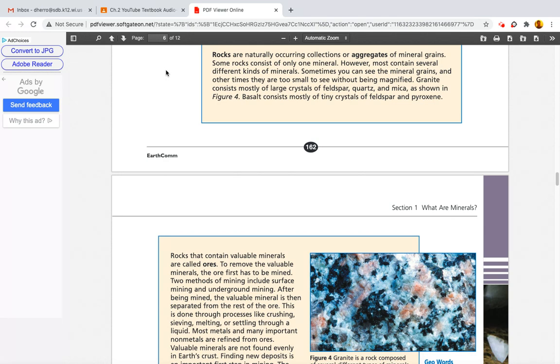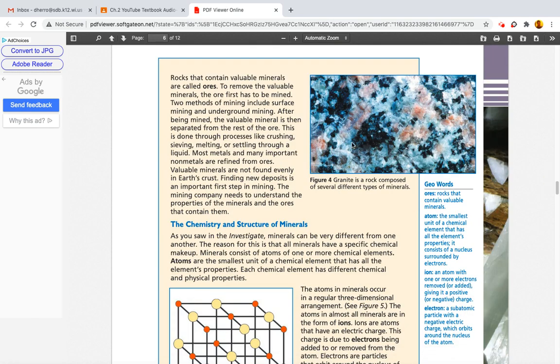Rocks are naturally occurring collections or aggregates of mineral grains. Some rocks consist of only one mineral. However, most contain several different kinds of minerals. Sometimes you can see the mineral grains, and other times they are too small to see without being magnified. Granite consists mostly of large crystals of feldspar, quartz, and mica, as shown in figure 4. Basalt consists mostly of tiny crystals of feldspar and pyroxene. Let me scroll down a little more.